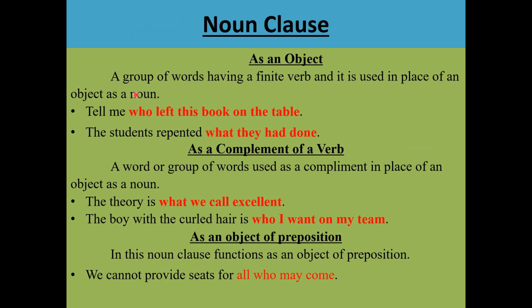Moving on, as an object: a group of words having a finite verb and it is used in place of an object as a noun. Tell me who left this book on the table. Tell me is an independent clause. Who left this book on the table is a dependent clause, and this clause is a noun clause because we need to have information about the object, and the information about the object is provided through this clause.